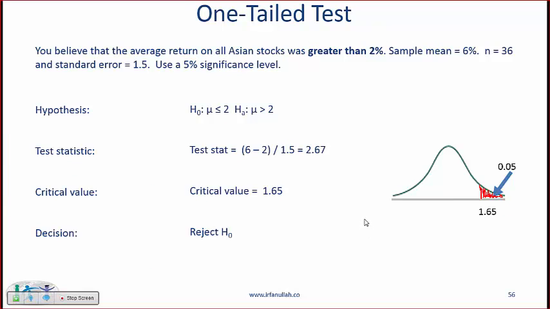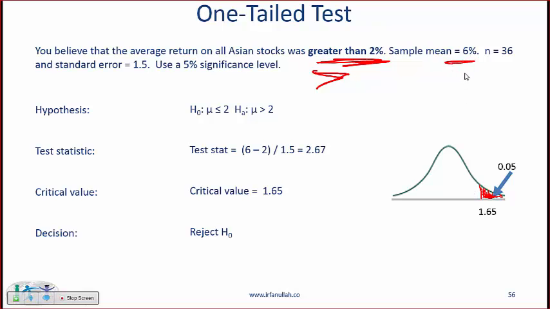Okay, next we look at a one-tailed test. You believe that the average return in a given month was greater than 2%. So the moment you see this, you are doing a one-tailed test. And if you believe that the return is greater than 2%, then make this greater than sign, and this is pointing to the tail that you are interested in. So that's how you remember which tail. Greater than means that you are interested in the right tail.